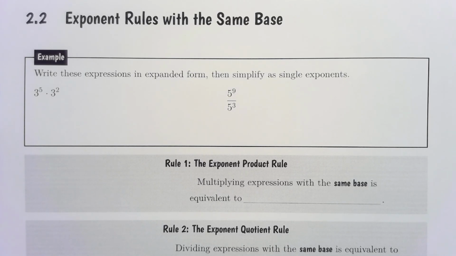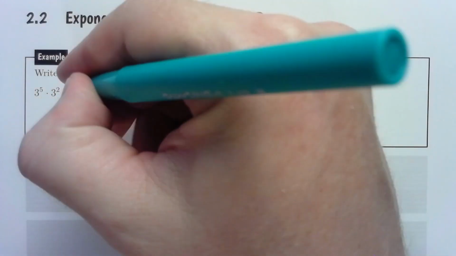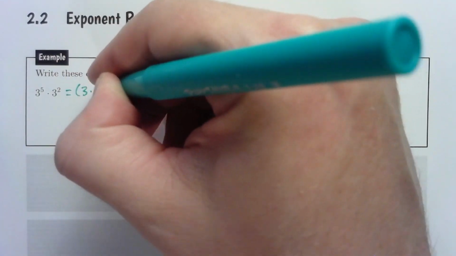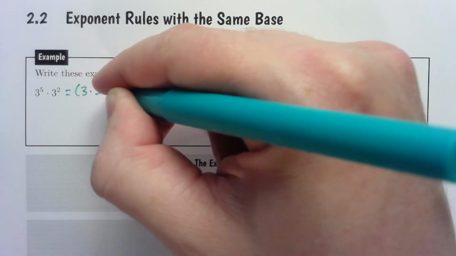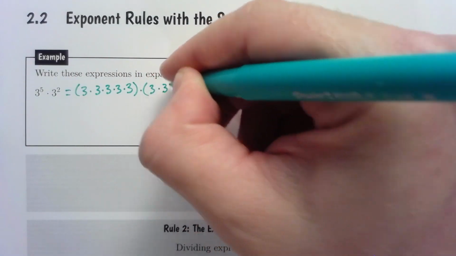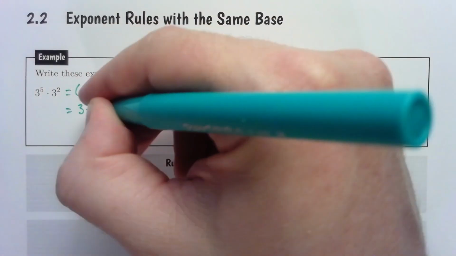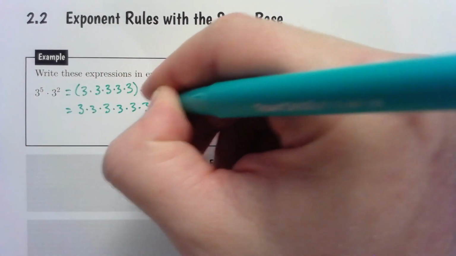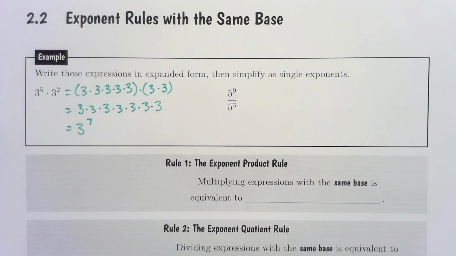So if we have an expression 3 to the power of 5 times 3 to the power of 2, we can write this out in expanded form. But notice that because both expressions have the same base, namely 3, we can write this all out with a single exponent. It's 3 to the power of 7. Notice that what we've done effectively is just add our two exponents, 5 and 2.